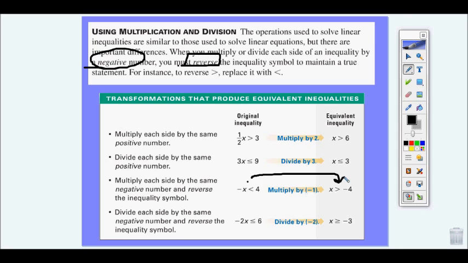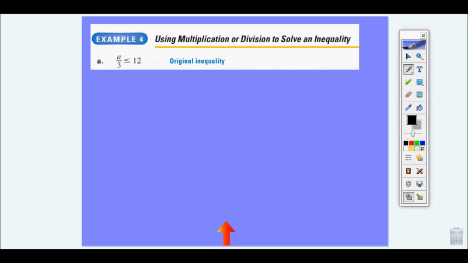Negative 2x is less than or equal to 6. I'm going to divide both sides by a negative 2. So multiplying or dividing by a negative tells me I need to reverse my symbol in the solution. So let's put some of these into action.